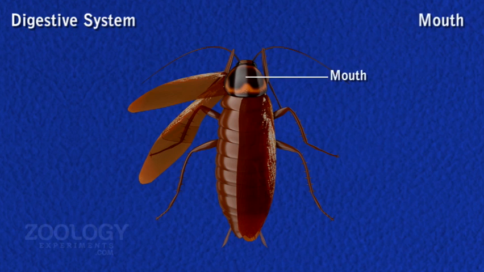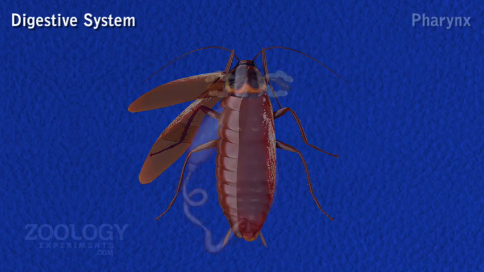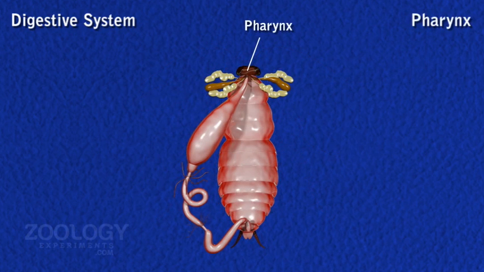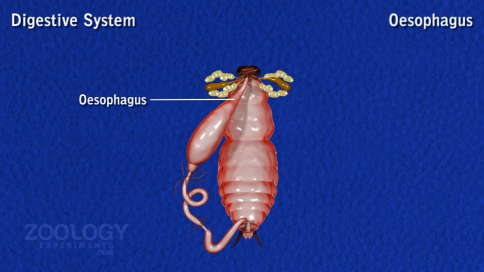Mouth. Mouth is a small opening at the base of the preoral cavity and leads into the pharynx. Pharynx. It is short and tubular, and its circular lining is more folded posteriorly. Esophagus. From the pharynx arises a long, straight, narrow, and laterally compressed tube called the esophagus. It runs through the neck and enters the thorax to merge with the crop.